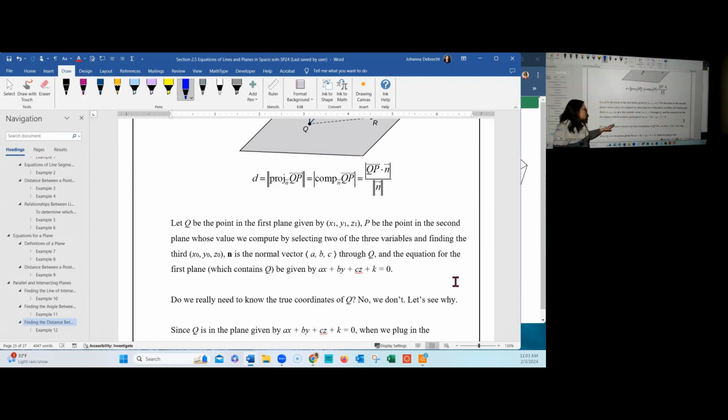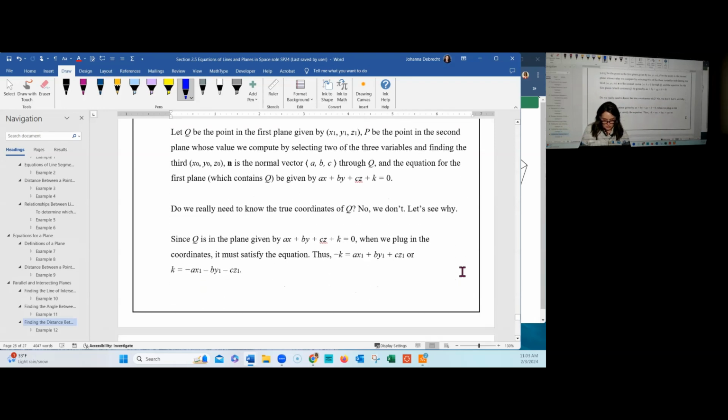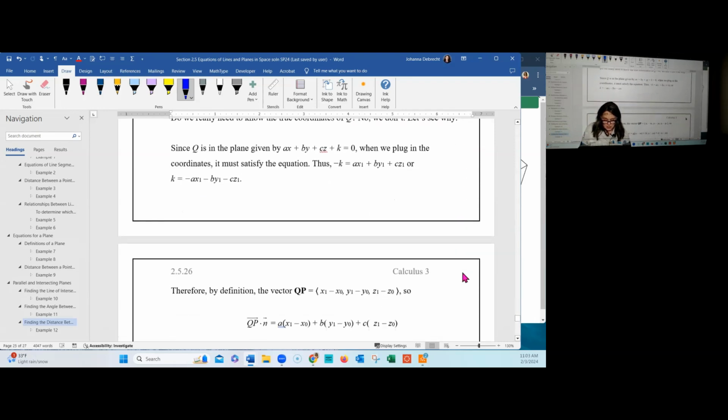All right, so do we really need to know the coordinates of Q? And the answer is we actually don't. There's a way of working out this formula where we don't need to know it. Since we know that Q is in the plane, we know that if we plug in the coordinates of it, x1, y1, z1, we must get a true statement. So this basically means that K has to be negative ax1 minus by1 minus cz1.